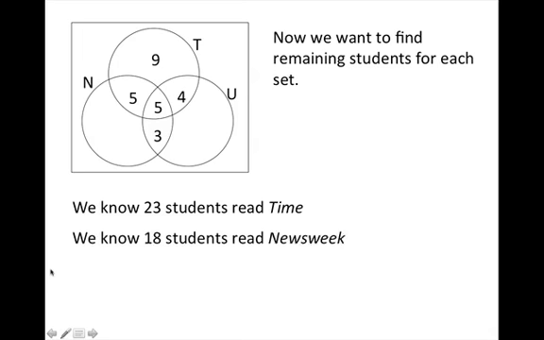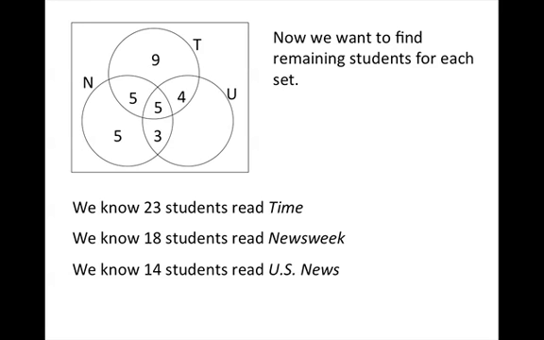Next, we know 18 students read Newsweek. Well, look at your circle for Newsweek. It already contains 13 students. I've got the 5, the 5, and the 3. So take the 18 and subtract the 13, and that leaves me with 5 that just read Newsweek. And finally, I know 14 students read U.S. News. So look at your circle labeled with a U for U.S. News. It already contains 12 students. So take the 14 and subtract the 12, and that leaves me with 2 that just read U.S. News.